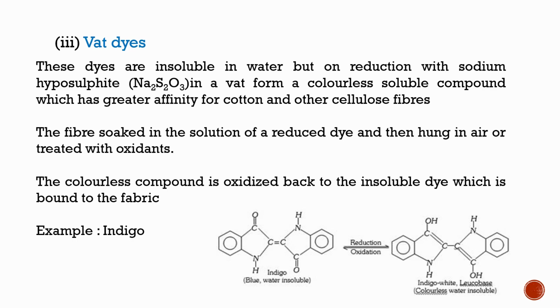Here you can see this is indigo and this is insoluble in water. And this is reduced using sodium hyposulfite and it gets converted into a colorless compound, which is water soluble. And this water soluble compound has affinity for cotton or other cellulose fibers, and it binds to the fiber. Now this is hung in air, or treated with some oxidizing agent. In that process, it is converted back into the insoluble dye, which is now bound to the fabric. Now the fabric will get the color of the dye.